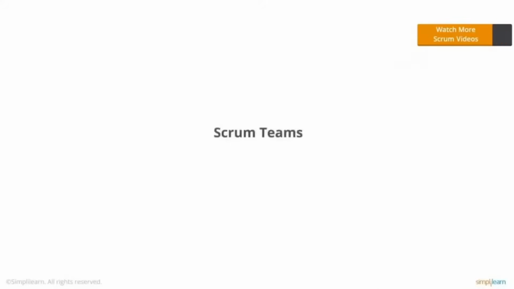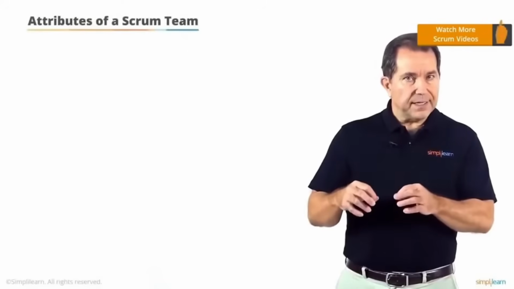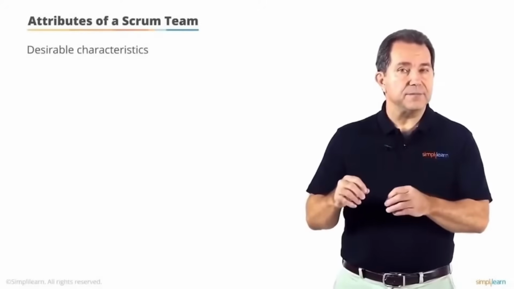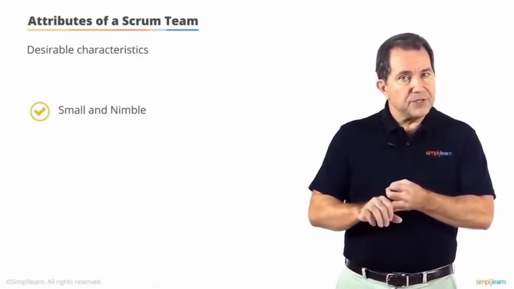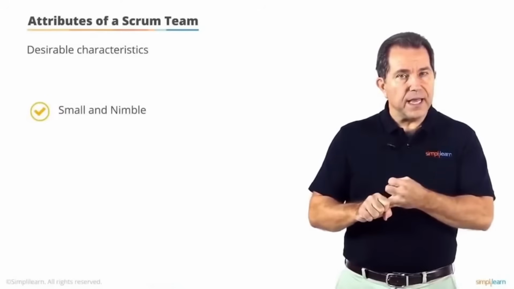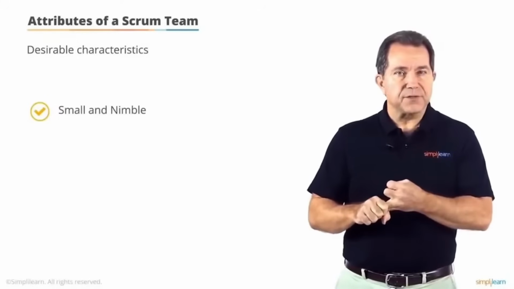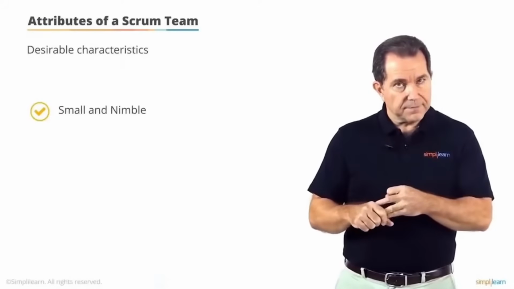Scrum Master Roles, Scrum Teams. Before we discuss the role of a developer on a Scrum team, let's talk about the desirable characteristics of Scrum teams. They should be small and nimble. Team size should be no less than 3 and no more than 9. So that would be 6 plus or minus 3. Exceptions are possible, but uncommon.